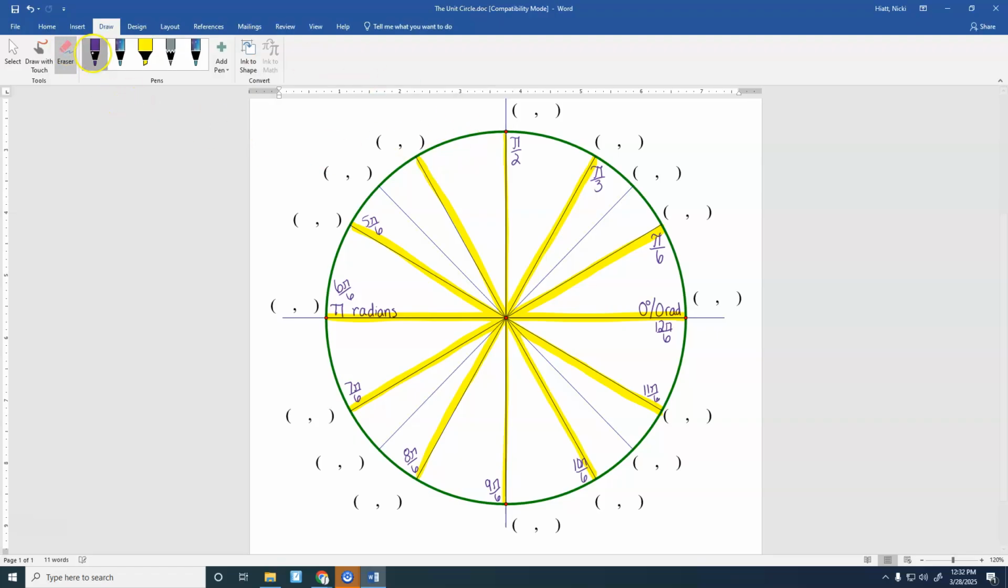4 pi over 6 reduces. 4 over 6 is 2 over 3, so we get 2 pi over 3. 5 pi over 6 will not reduce, so we leave it. 6 pi over 6 reduces just to pi, which we did already have written there. So I'm going to just erase that one. 7 pi over 6 does not reduce. 8 pi over 6 is going to reduce to 4 pi over 3.